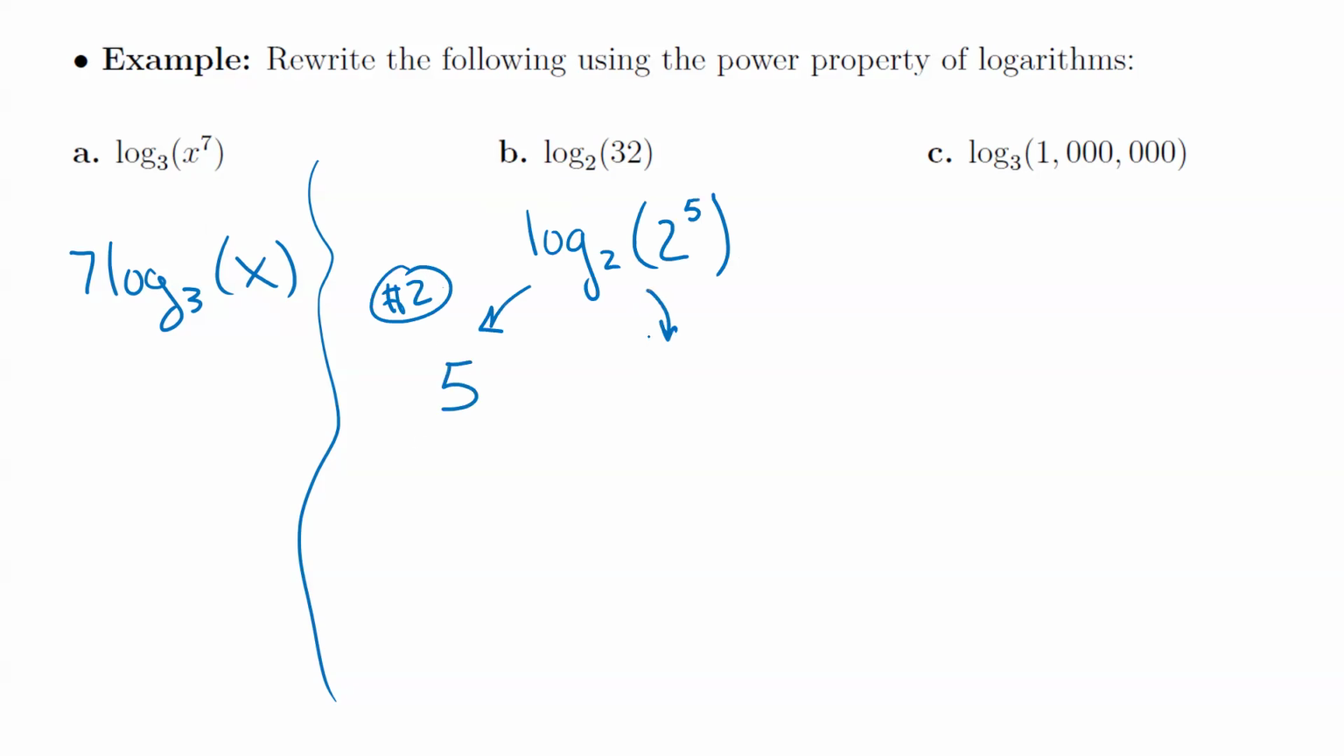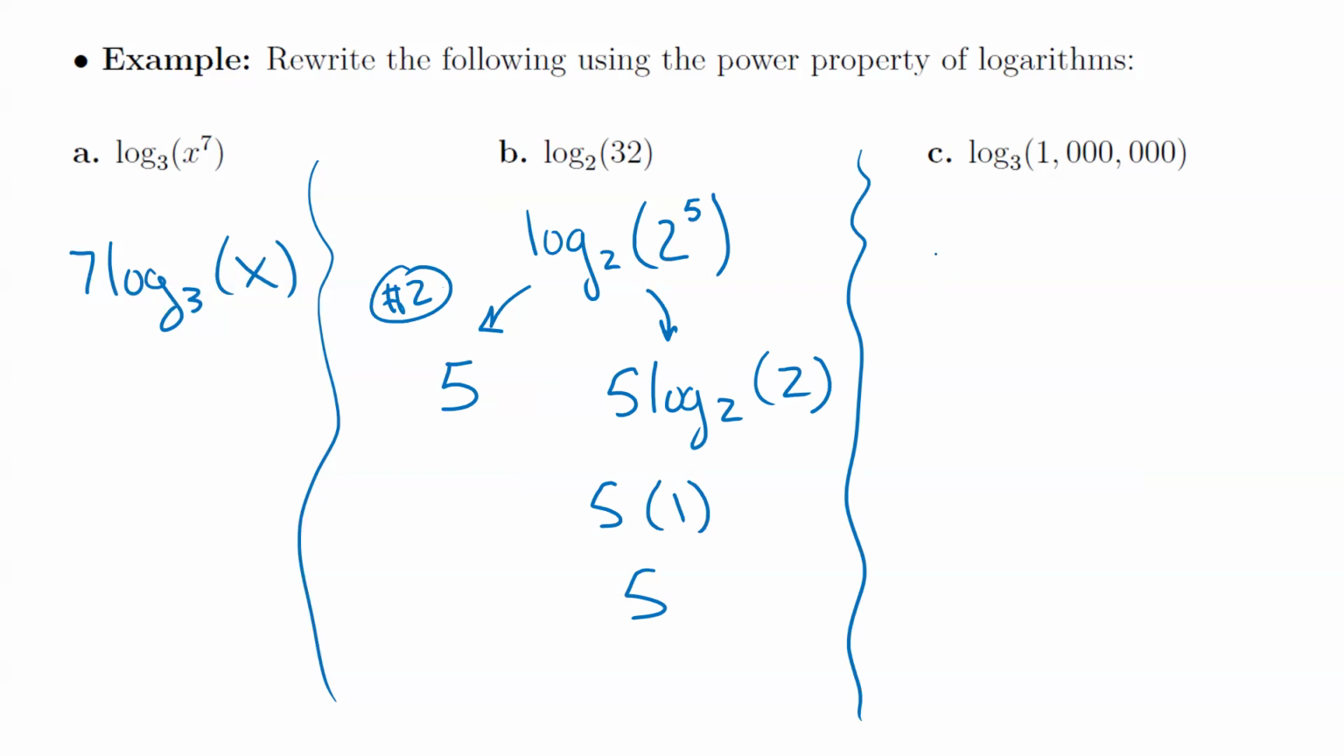But using this new rule, I could bring the 5 down in front. And then, of course, because log base 2 of 2 is going to be 1, so I get 5 that way. So just two different ways for the same thing.